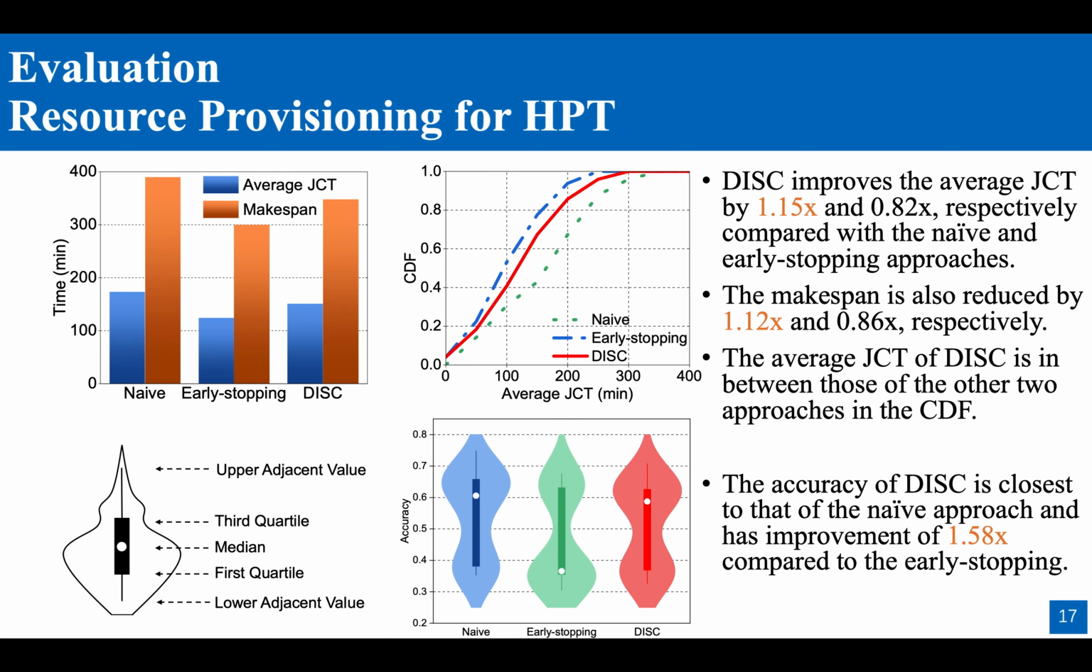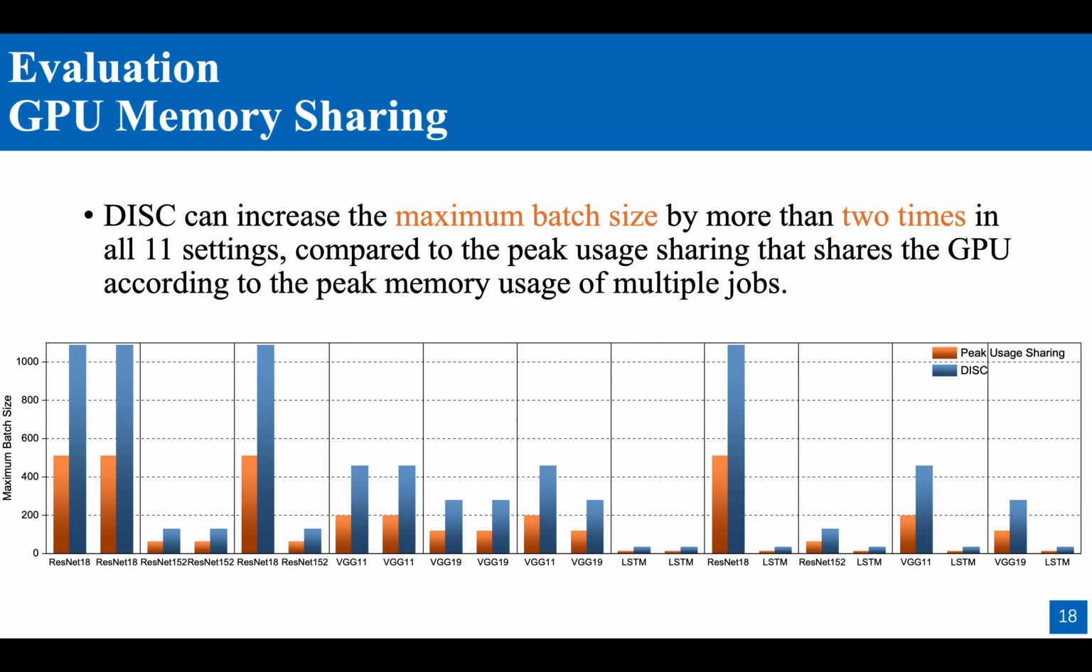The accuracy of the trace by the naive approach concentrates around 0.65 with the median 0.61. Furthermore, the accuracy due to the earlier stopping approach mainly concentrates around 0.35 with the median of 0.36. The PDF of DISK is close to that of the naive approach, while the median 0.57 is slightly lower than that of the naive approach.